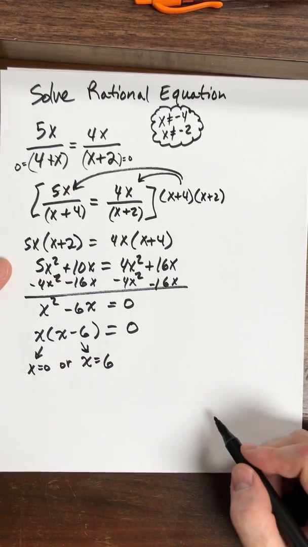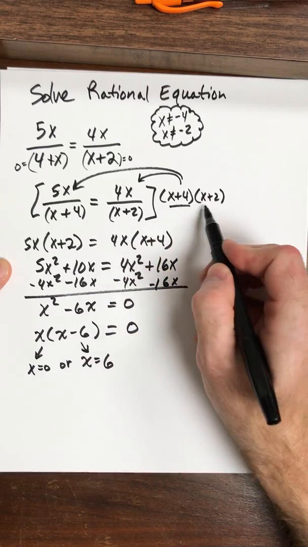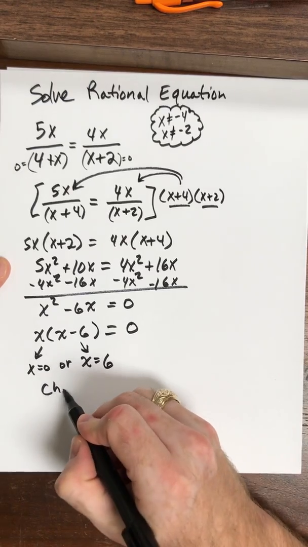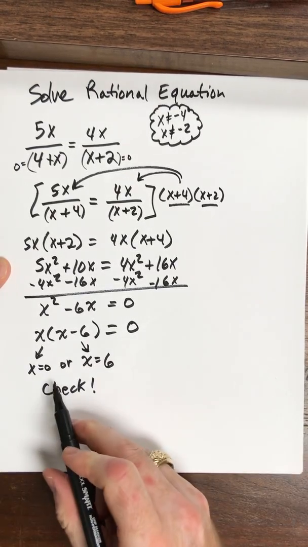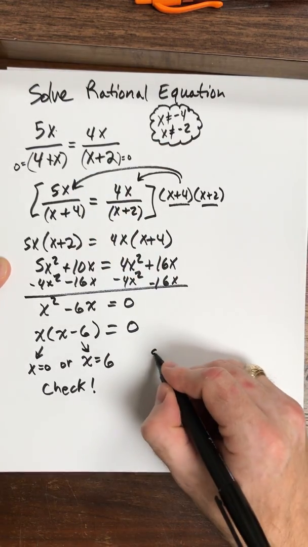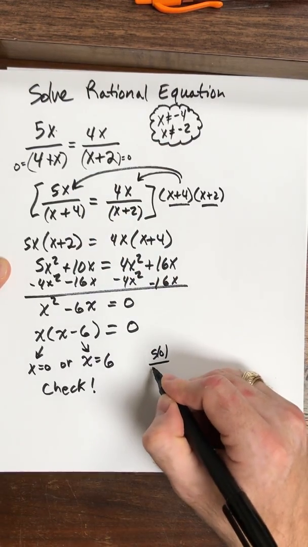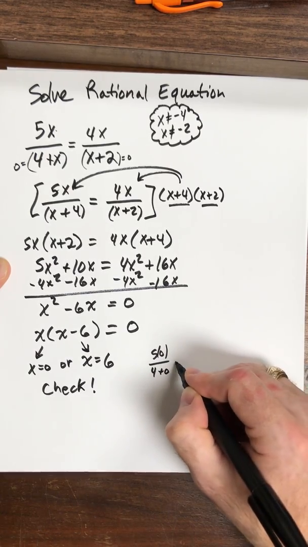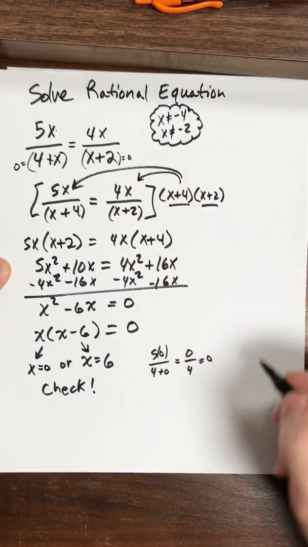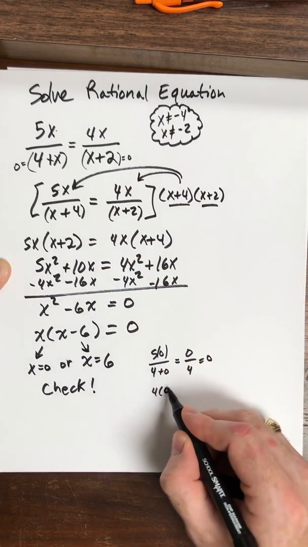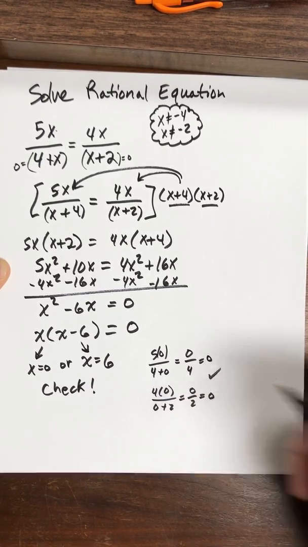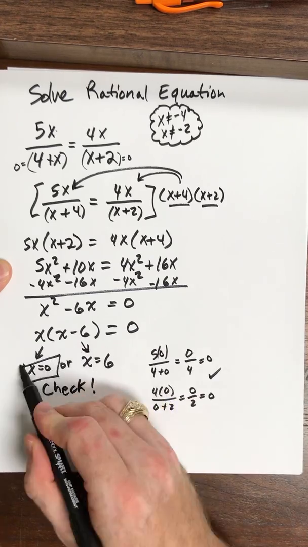Now, since I'm multiplied by an unknown, I could have introduced extraneous solutions, so I have to check. So I check, I plug a 0 back in, 0 times 5 over 4 plus 0, and that's equal to 0 over 4, which is 0. If I look at the other side, 4 times 0 over 0 plus 2, that's 0 over 2, which is 0. So are those equal? Yes. So this one works.